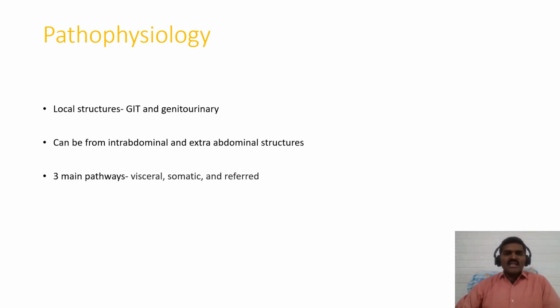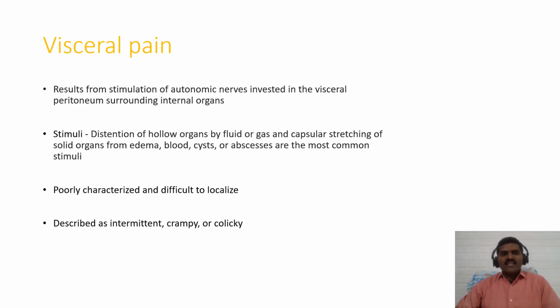Visceral pain results from stimulation of autonomic nerves invested in the visceral peritoneum surrounding the internal organs. The most common stimuli include distension of a hollow viscus by fluid or gas and capsular stretching of solid organs from edema, blood, cysts or abscess. It is poorly characterized and the patient will not be able to localize it to a particular point. This is a specific feature of visceral pain. It is usually described as intermittent, crampy and colicky, because in a hollow viscus there is muscular activity, so colicky pain occurs.